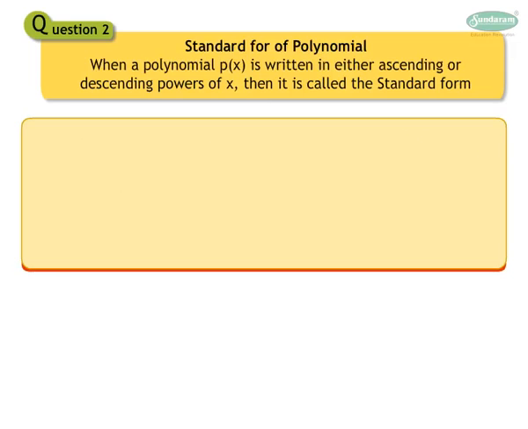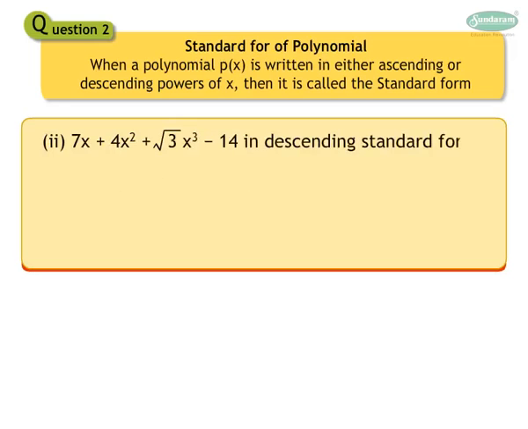We shall now write 7x plus 4x square plus root 3 multiplied by x cube minus 14 in descending standard form. We begin with the highest power of x, which is 3. Hence we write root 3 multiplied by x cube first, followed by plus 4x square plus 7x minus 14.